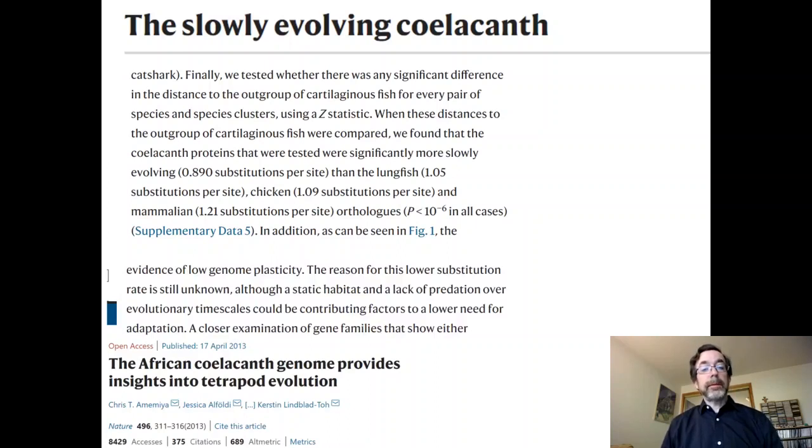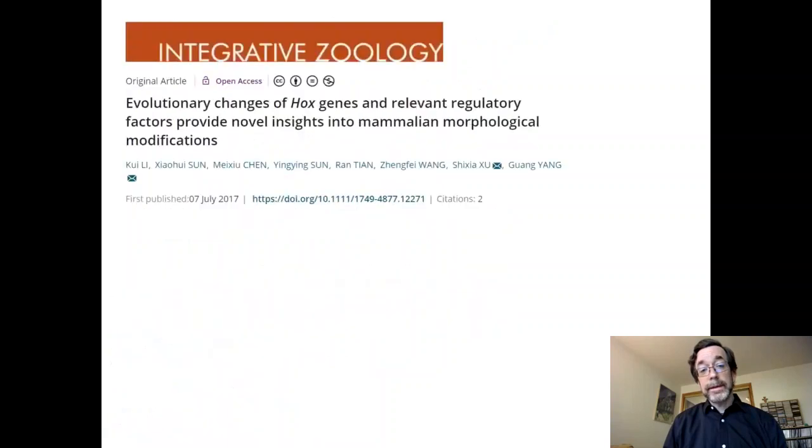Down here they say the reason for the lower substitution rate is unknown, although they refer to the exact same things that the student who asked this question did. A static habitat and lack of predation could be contributing factors to a lower need for adaptation. It definitely fits. Now, I've tried to look to see if people have looked into this a little bit more, and all I found was this particular thing right here.